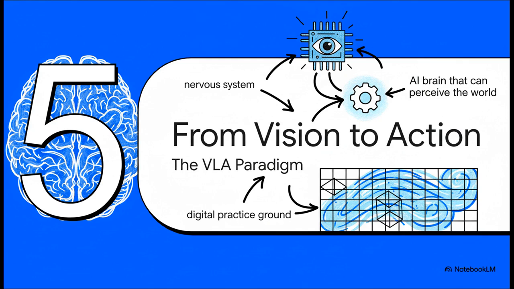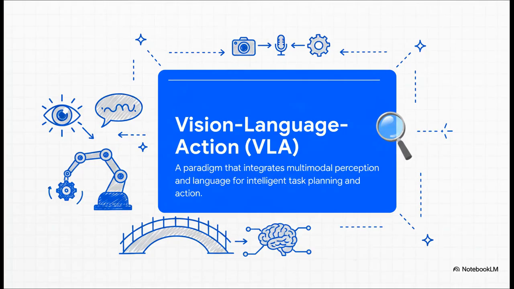Now for the fun part. Let's connect all of this together to create intelligent, useful action. This final piece of the puzzle is a paradigm called Vision Language Action, or VLA. This is the framework that brings it all together. It's the bridge that connects what the robot sees and hears with high-level thinking. It's what turns a simple command, like, hey, get me a drink, into a series of complex physical actions.